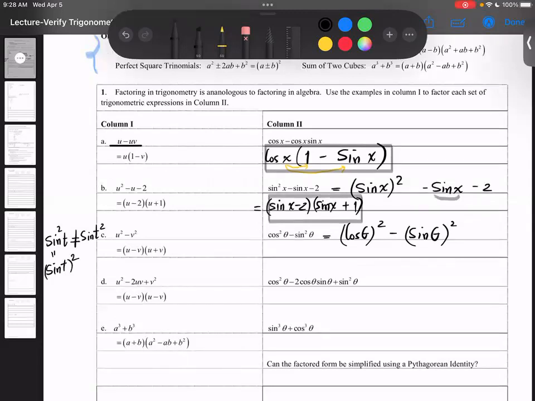Think of it, same thing. The first one is u, that's your u, and this is your v. U squared minus v squared, you know how to do that, right? U plus v times u minus v. So in this case, u is cosine theta. So cosine theta plus sine theta times cosine theta minus sine theta.